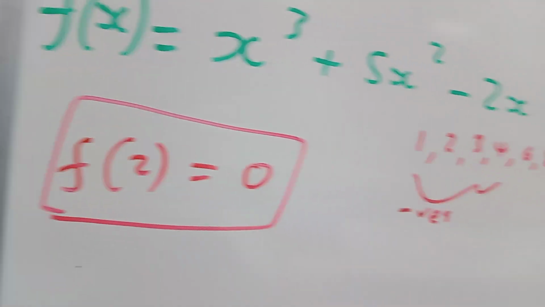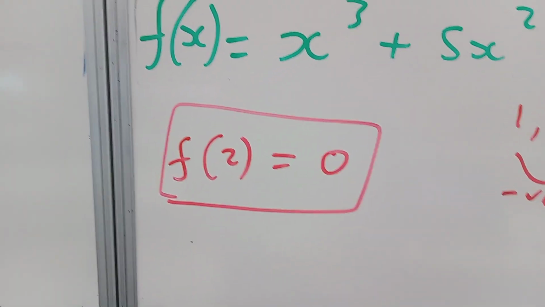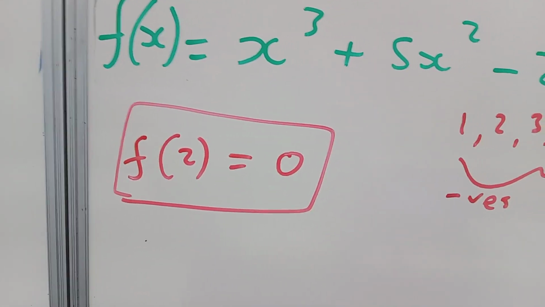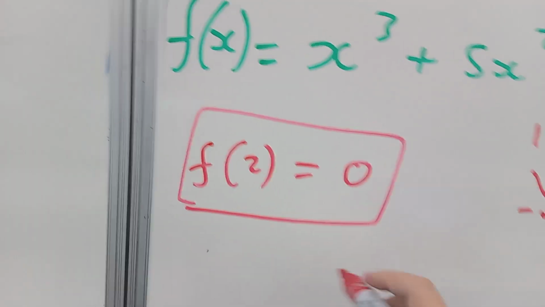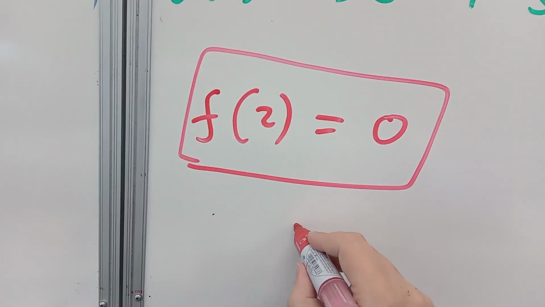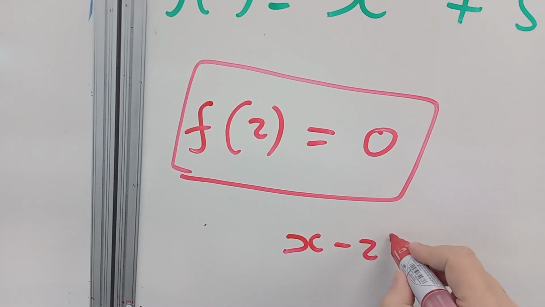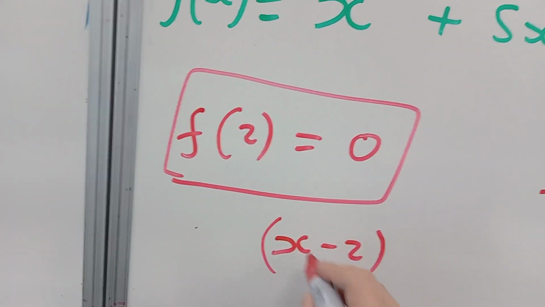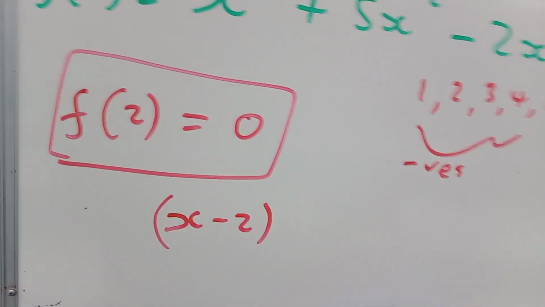has a value of 0. Okay, has a value of 0. And that means that we have our factor. And our factor is going to be x minus 2, because when x equals 2, the whole thing equals 0.